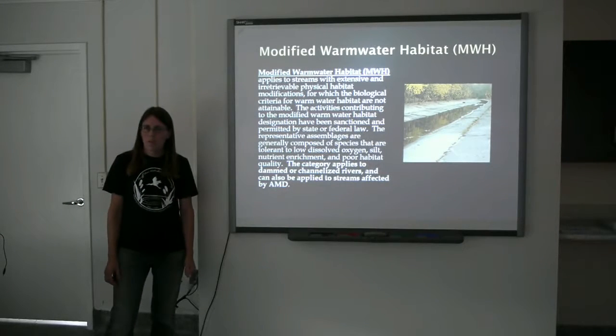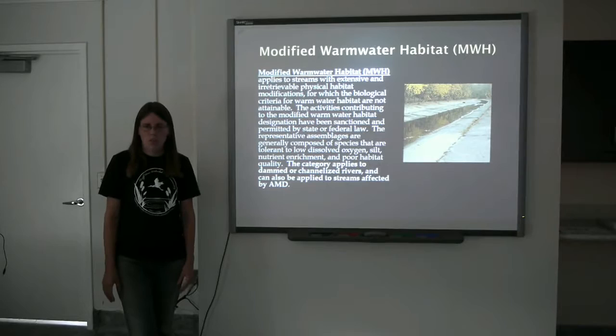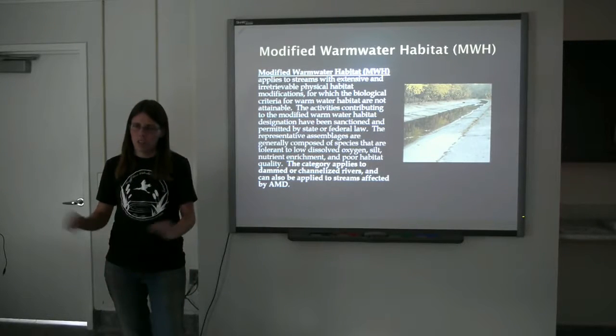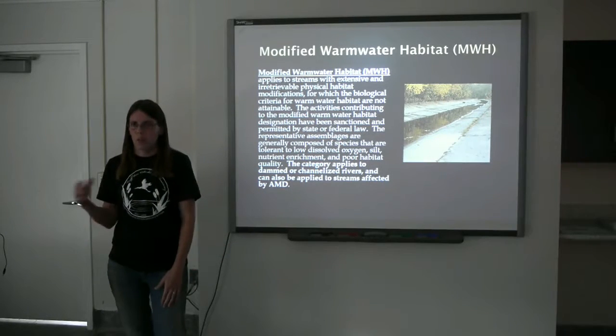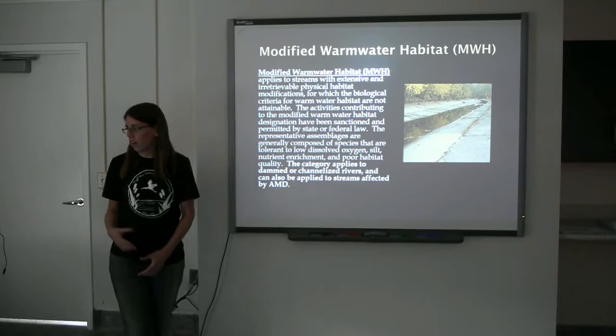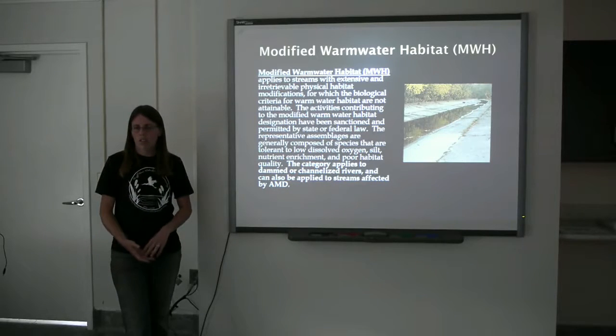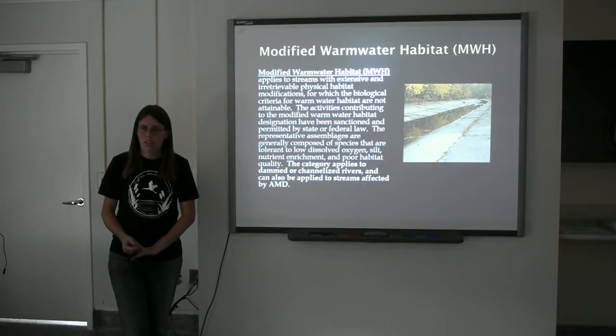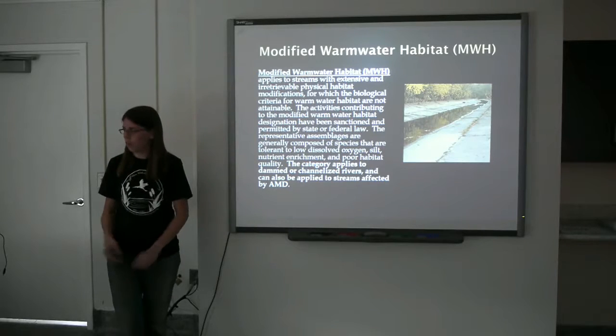Modified warm water habitat is a stream or a stream segment that has been irreversibly modified by humans. This could be a concrete channel. This is also applied to some stream segments that have been highly impacted by acid mine drainage.